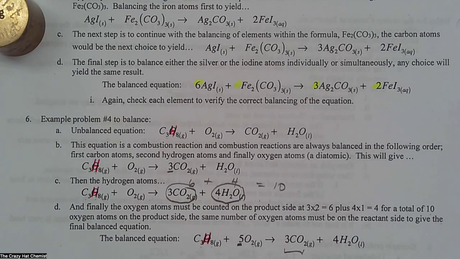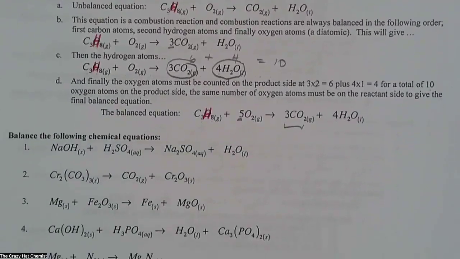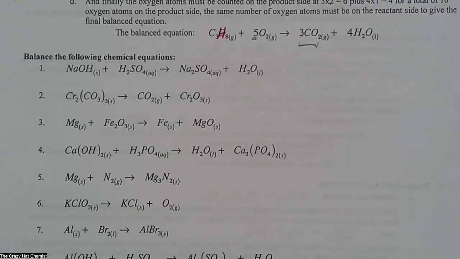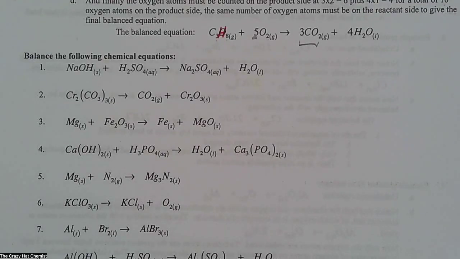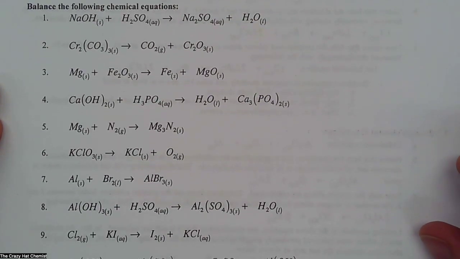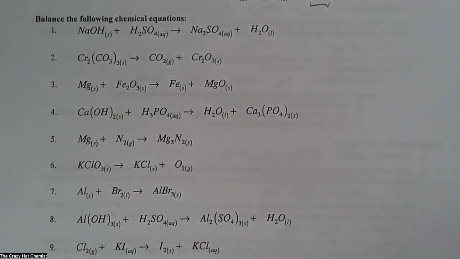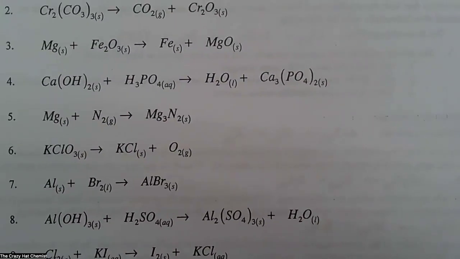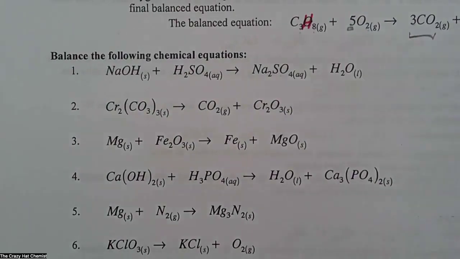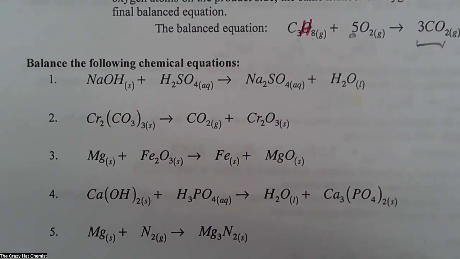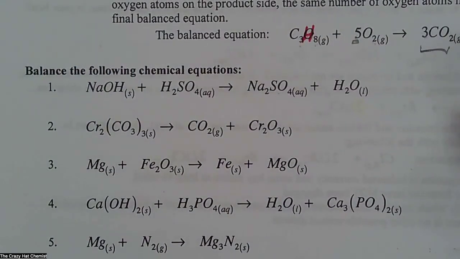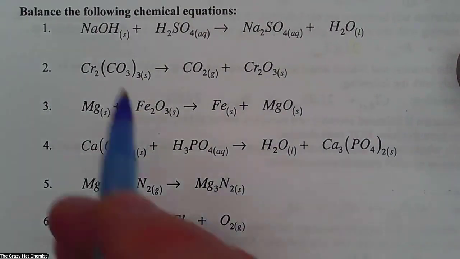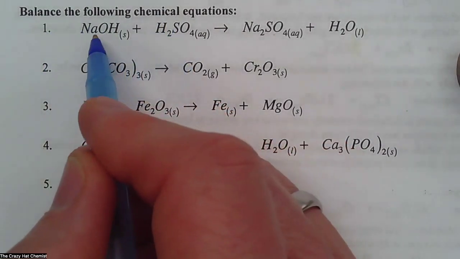All right, let's do some more example problems. We got 10 problems in which to balance here. So let's see if we can give this a try. All right. Let's just zoom in on this here so we can get this nice and large so that you can really get the full scope of everything. Okay. Remember, you are watching the Crazy Hat Chemist. All right, here we go. Balance the following chemical equations.